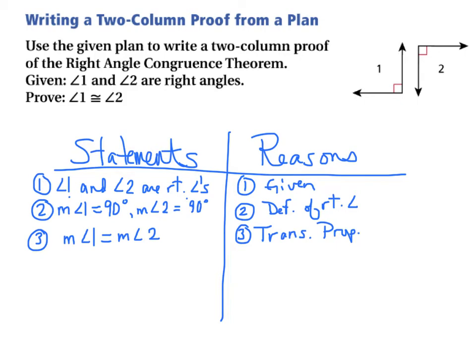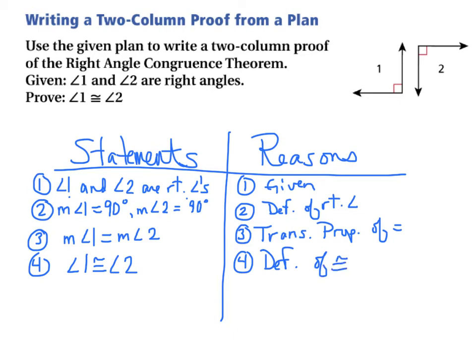Because of the transitive property of equality, now we can say that angle 1 is congruent to angle 2. And why is that? Because of the definition of congruent angles.